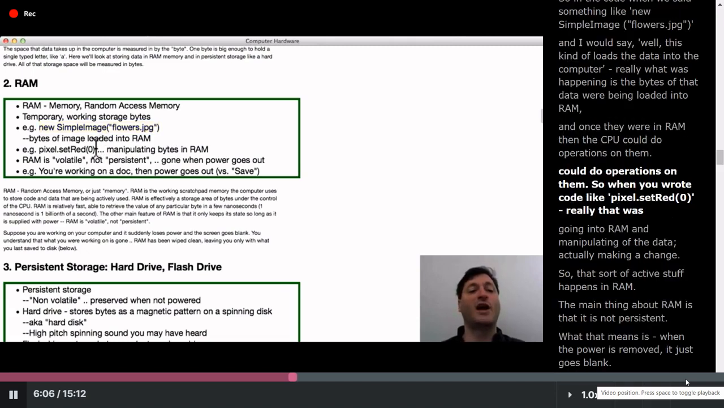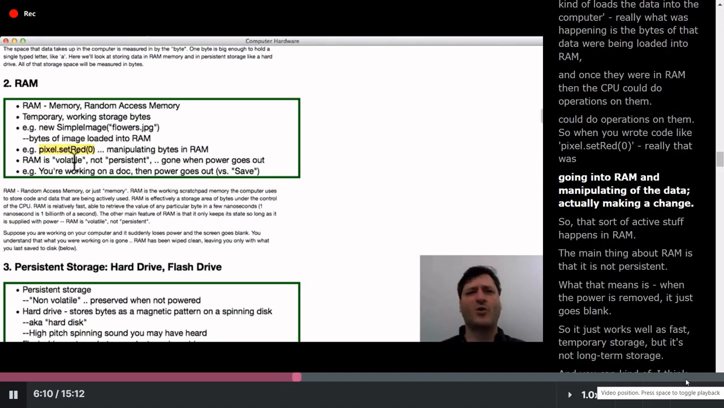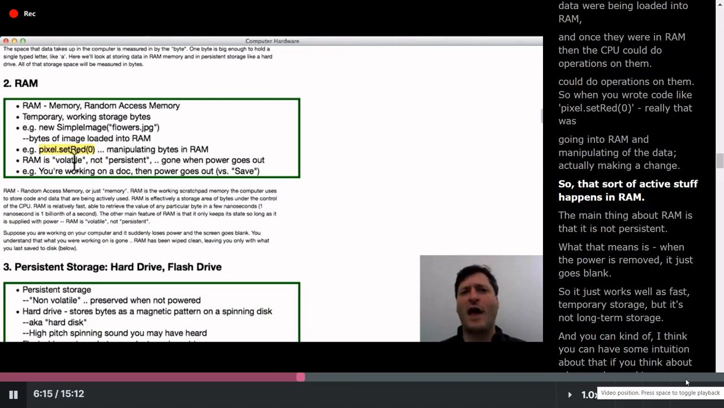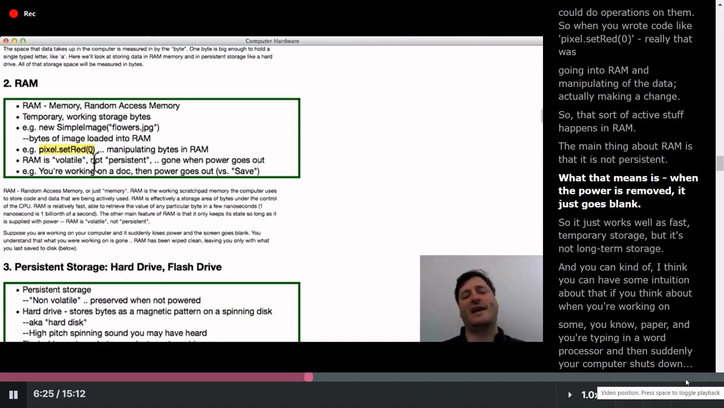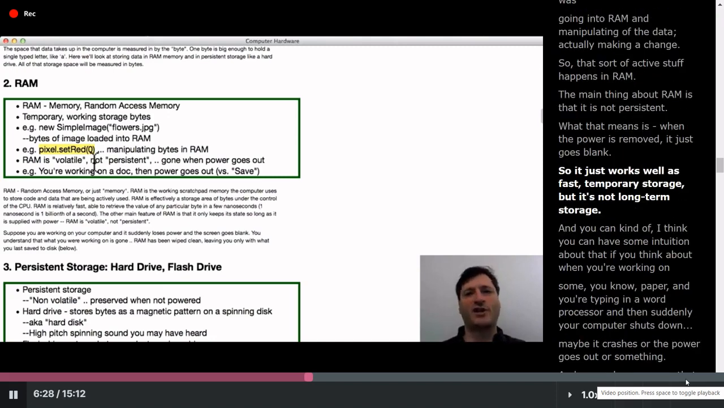So when you wrote code like pixel.setRed(0), really that was going into RAM and manipulating the data, actually making a change. So all that sort of active stuff happens in RAM. The main thing about RAM is that it is not persistent. And what that means is when the power is removed, it just goes blank. So it just works well as fast temporary storage, but it's not long-term storage.